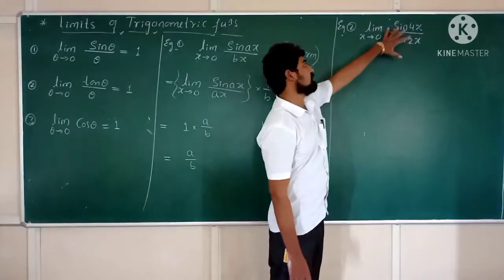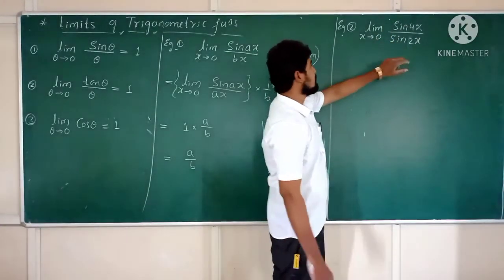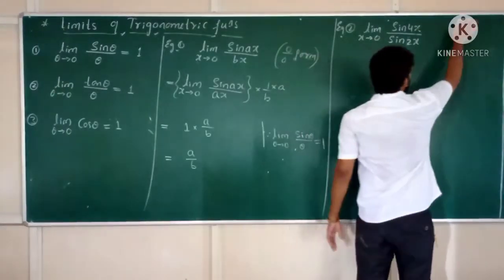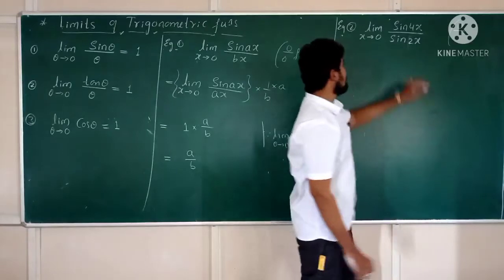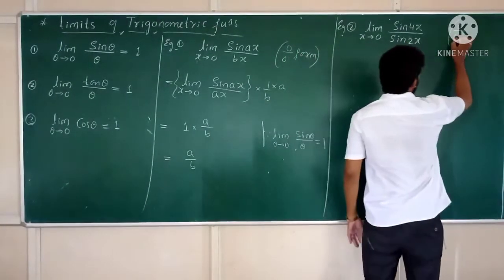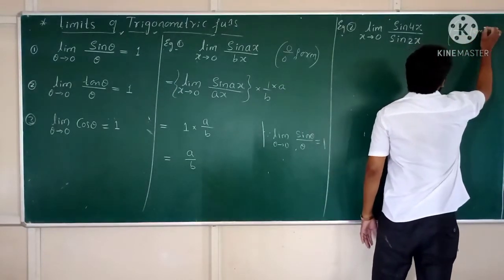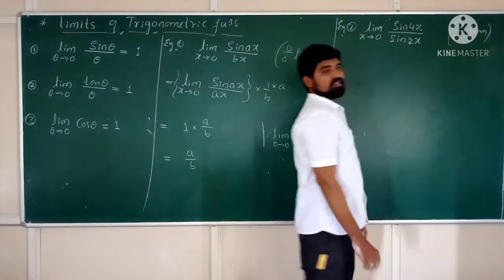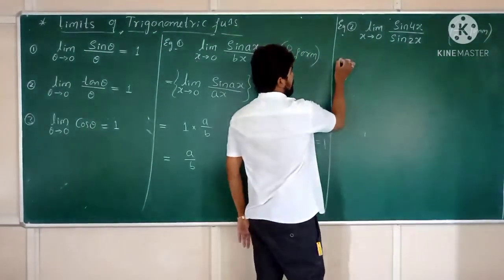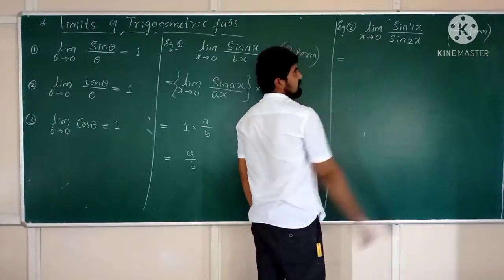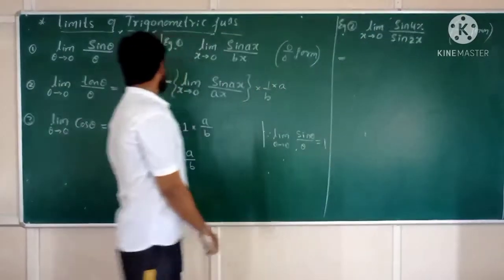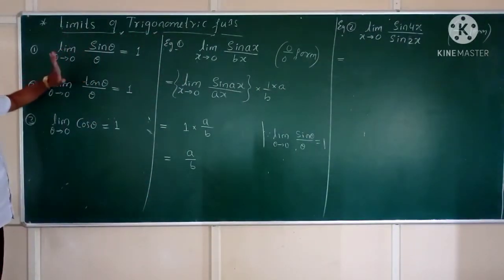If I substitute x equal to 0 in this given function, let us check. If x is equal to 0, sin 4 into 0 is sin 0, the value of sin 0 is 0, divided by sin 2 into 0, sin 0, the value of sin 0 is 0. Therefore, this given function is of 0 by 0 form. So directly we cannot substitute the value of x equal to 0 in this function. For finding the limit value of this given function at x equal to 0, we need to convert this function into which form? Limit theta tends to 0, sin theta by theta.